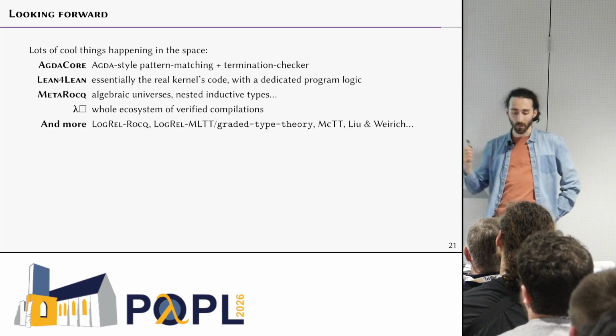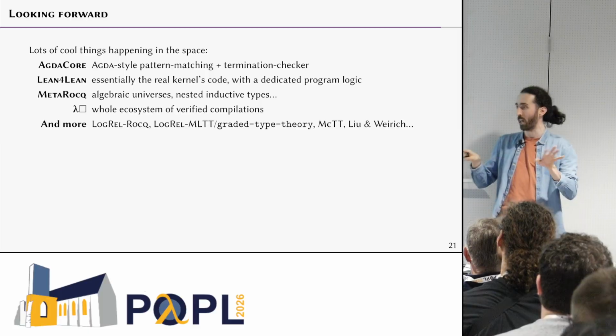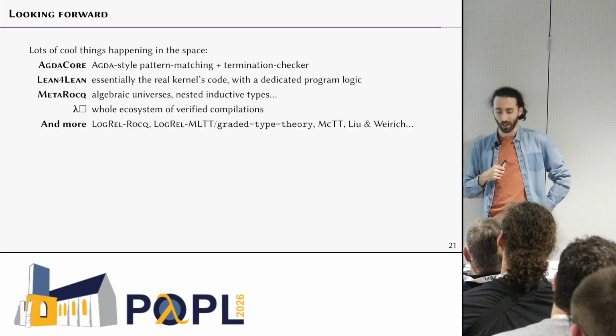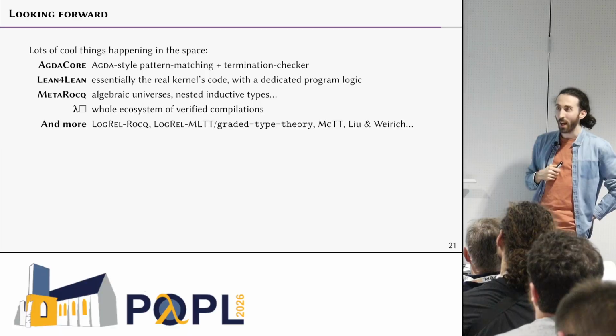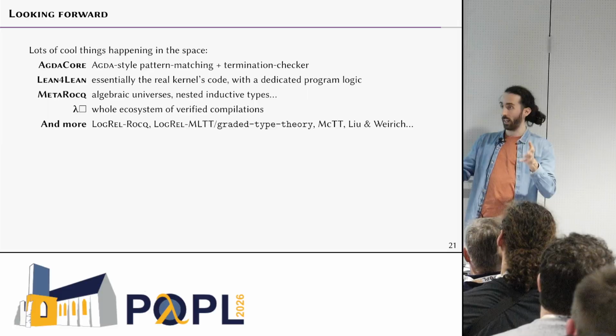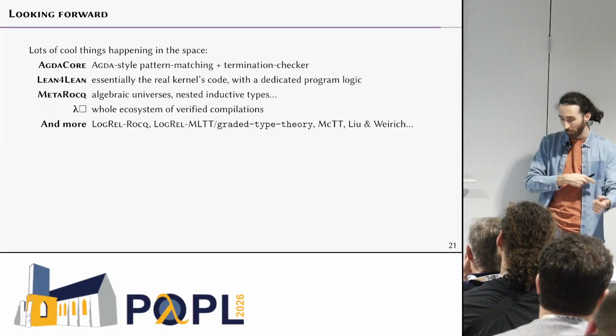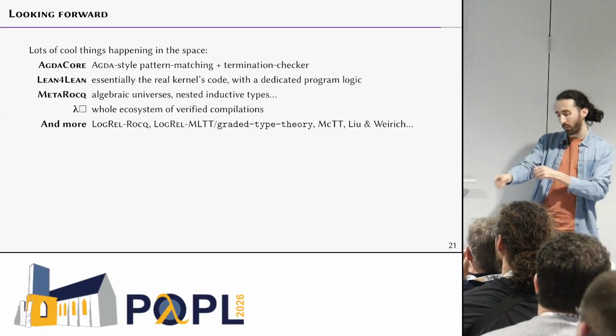I mentioned this Lambda box, which is growing into a whole ecosystem of verified compilation, extraction, erasure, and whatnot, which is quite a nice thing too, especially because at the end of the day, if you want to extract your type checker, this extraction mechanism is also part of your trusted code base, so you better have a good story there. And then there's much more, maybe more on the side of the meta theory.